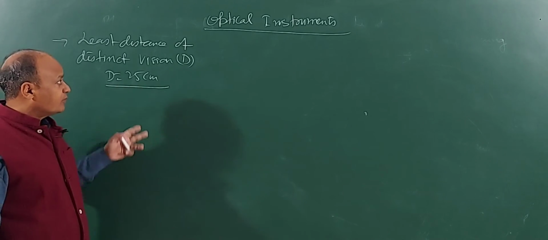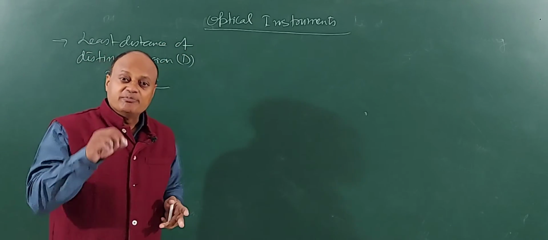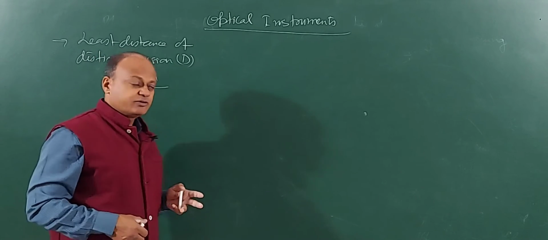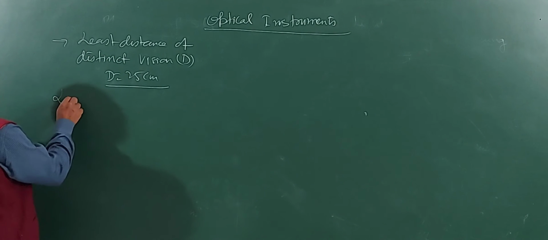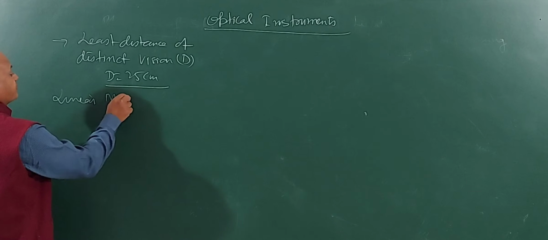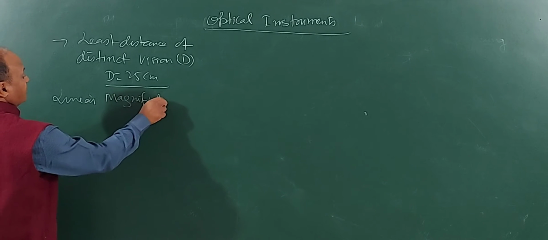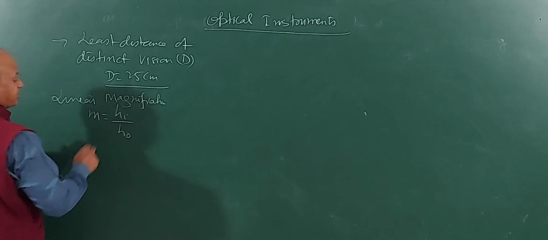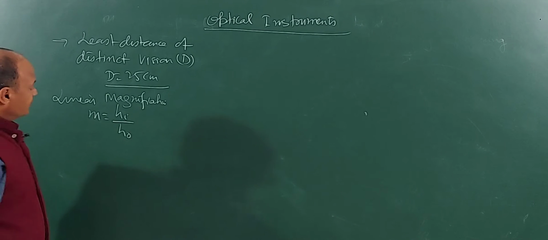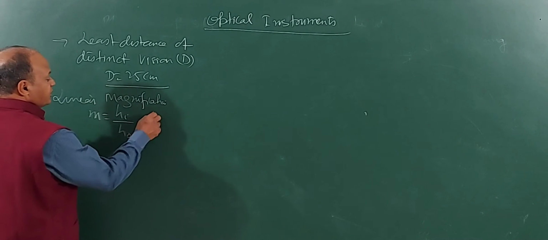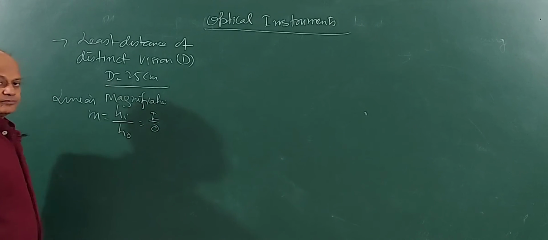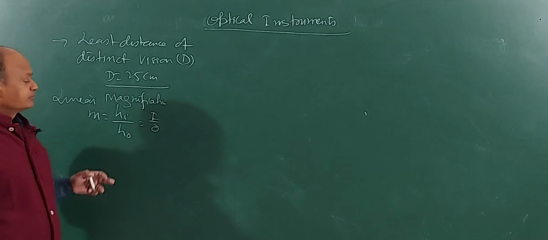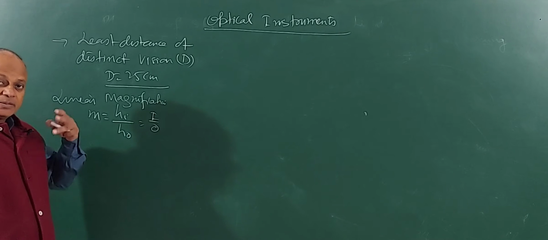Right? We need an optical instrument for magnifying the object, meaning I want the image to be bigger than the object, right? There are two ways in which you can do this. One is called linear magnification. Linear magnification is equal to the height of the image divided by the height of the object, right? We also call it I by O. If it is a lens, it is minus V by U. If it is a mirror, it is V by U. Clear? But now we will be using another term here.